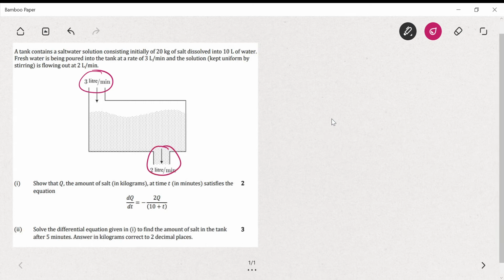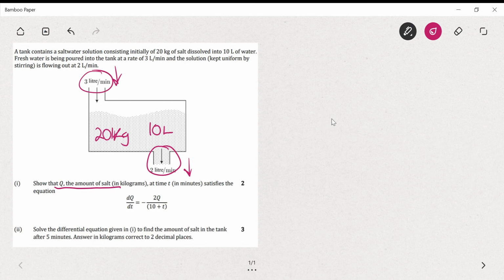But that's a salty solution, and the saltiness keeps changing because there's fresh water pouring in the top. There's more water coming in than going out, and we can see that there's a net difference of 1 litre per minute. So I'm just going to point out that there was initially 20 kilograms in here, and this was initially 10 litres. So I'm going to let Q be the amount of salt at time t, because that's what the question tells me to do. And I've got to show that it satisfies that equation.